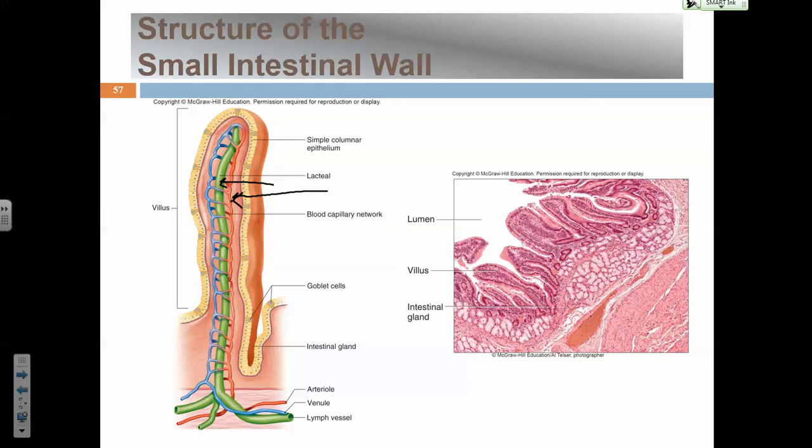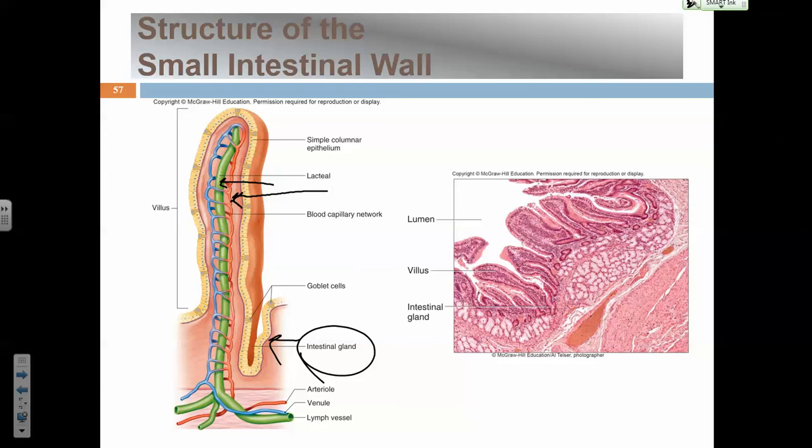Okay, on the right you can see an actual micrograph, and you can see the villi. They're not nice and neat. You can see them sectioned in bits and pieces. In between the villi, look at this. In between the villi, you have intestinal glands. In your notes on the page or two before this, there's another name for those. They're called crypts of Lieberkühn. Do you see that? Crypts of Lieberkühn? Okay. So the intestinal glands are to the small intestine what the gastric glands are to the stomach. They produce a juice. It's called intestinal juice.